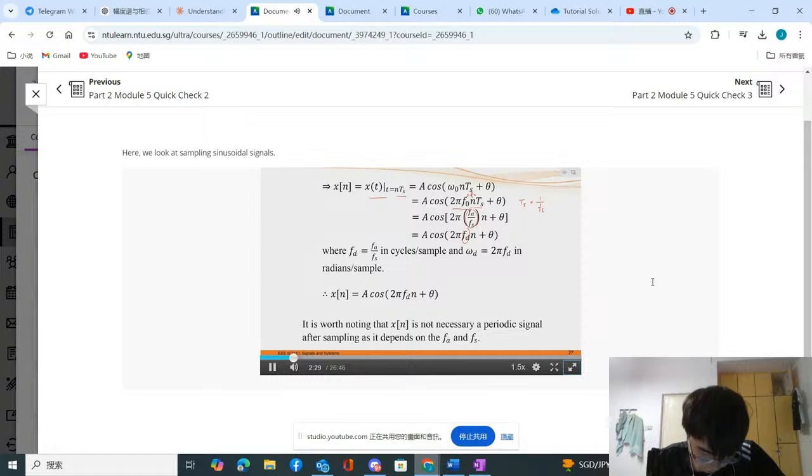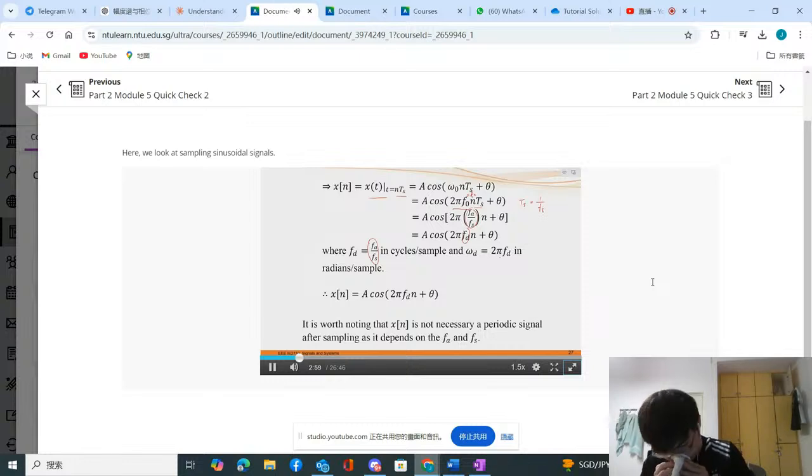So fd is the digital frequency or normalized frequency given as fa divided by fs, and the unit is cycles per sample, because fa is cycles per second, and fs is number of samples per second. So the unit of fd is cycles per sample. And frequency and omega are related by a factor of 2 pi here, so we can also define omega d as 2 pi fd. And in this case, omega d has a unit in terms of radians per sample.